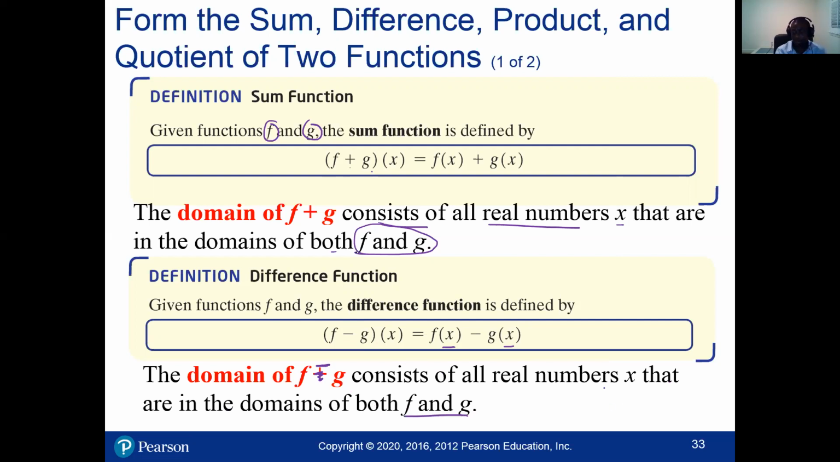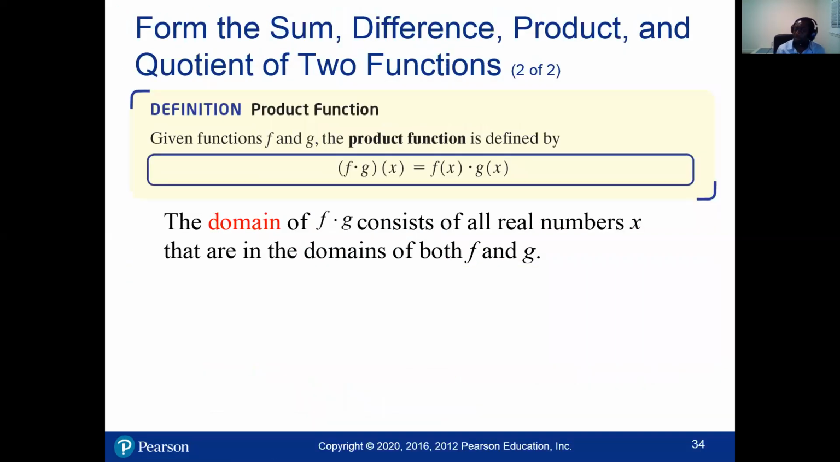We'll be taking an example, giving f and g, and then we'll find their domains for the sum, the difference, and then the next one is the product. The product function is defined as f times g of x, and it's the same as f of x times g of x. Now, what's the domain of f times g? It consists of all real numbers x that are in the domains of both f and g.